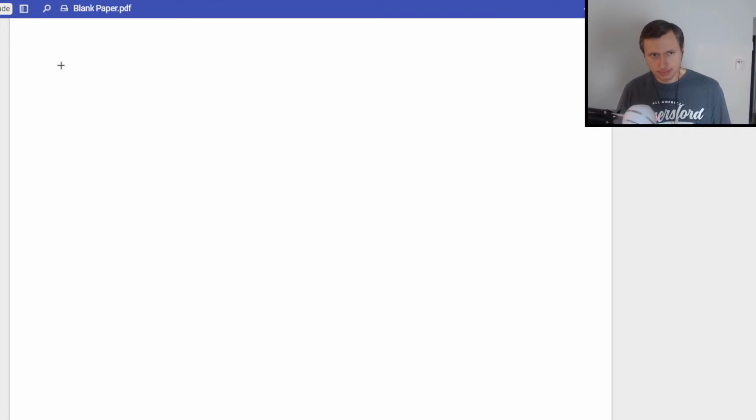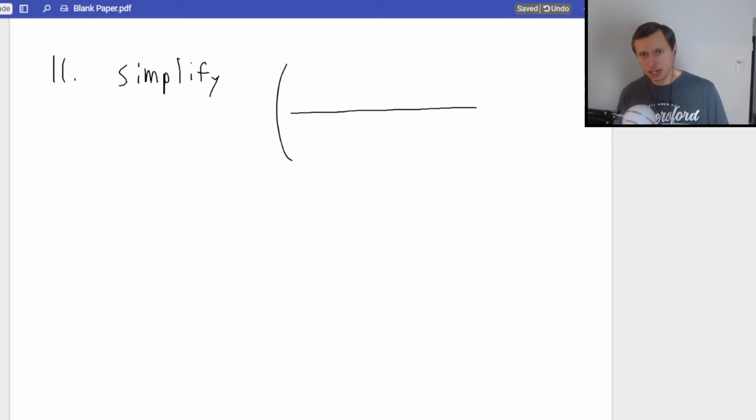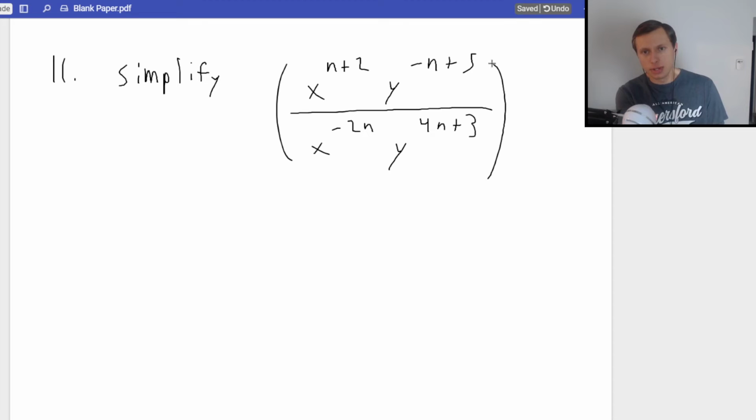So number 11. Number 11, we're going to be talking about exponential simplification. What does that mean? I want to simplify the following expression. Big quantity, and we're going to have a big fraction bar. First, I have x to the n plus 2 power times y to the negative n plus 5 power divided by x to the negative 2n times y to the 4n plus 3 power. And if you thought that was too easy, fair enough. I'm going to square this whole thing. And I want to simplify this. Most of you hate this problem. I'm okay with that. So here's what we're going to do.